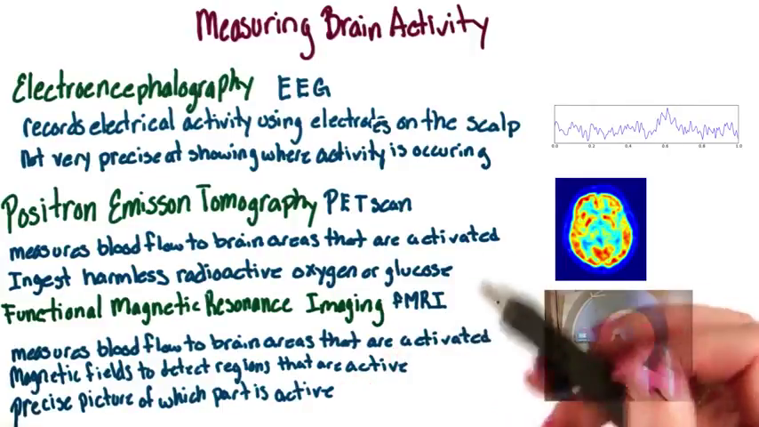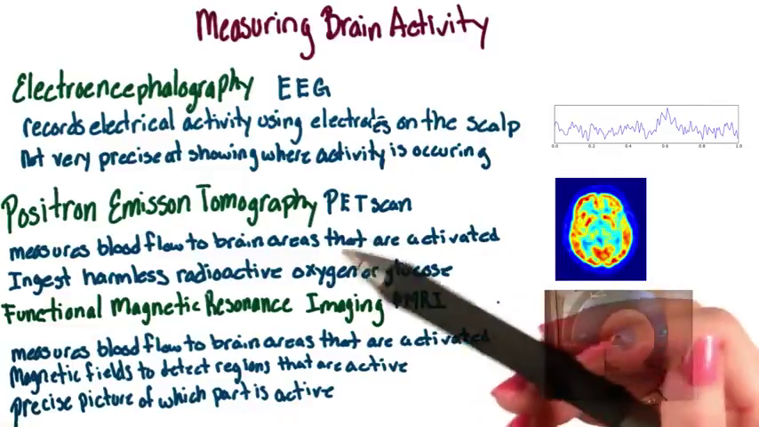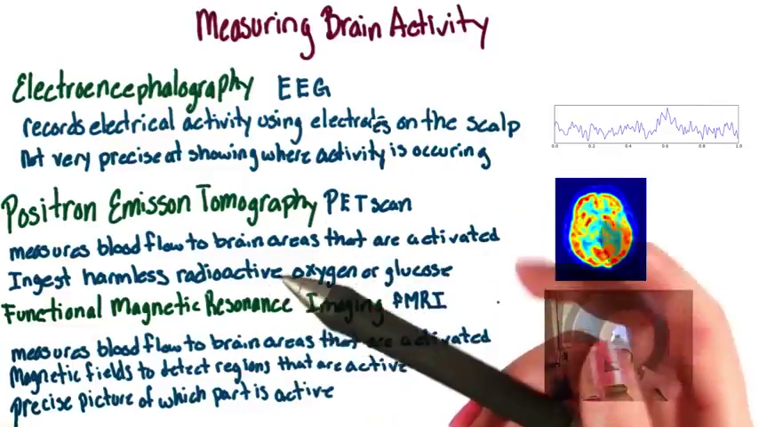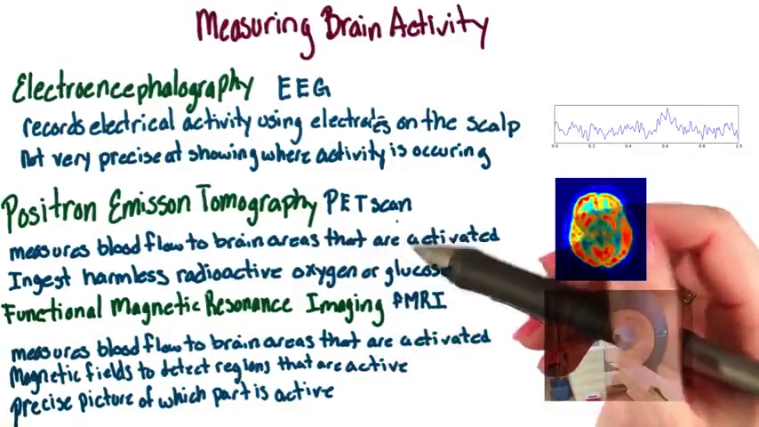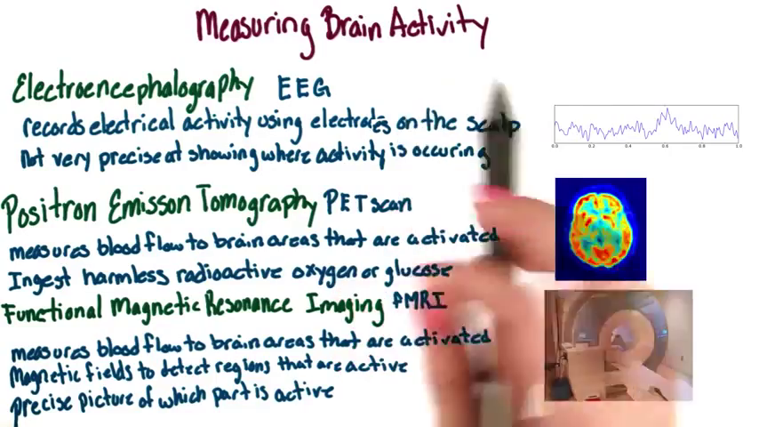Now, it's really important to point out that none of these techniques directly measure neural activity. They all measure it indirectly. There are ways of measuring individual neurons, but because it involves surgery, it's almost never used on humans.